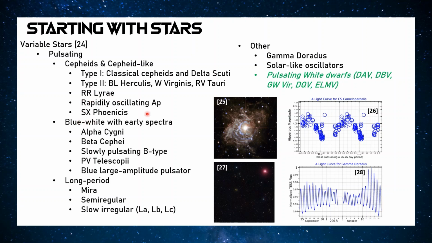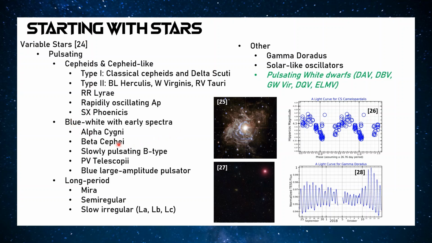Are Lyrae. They're usually based off the first star that was discovered with these properties. That's why they sound like an individual star. So there's both a star class and then the actual individual star that it goes underneath. Okay, kind of going more into these blue-white with early spectra.